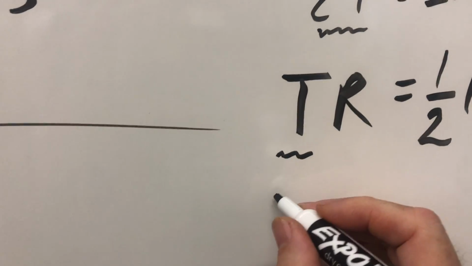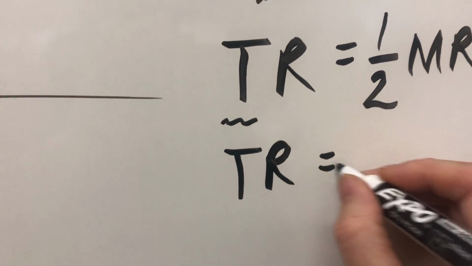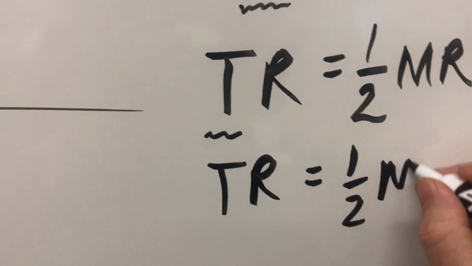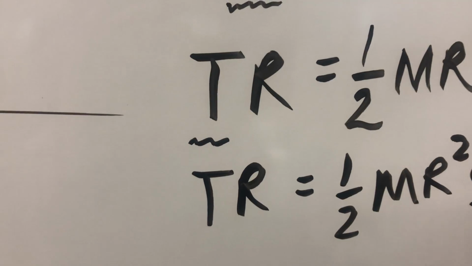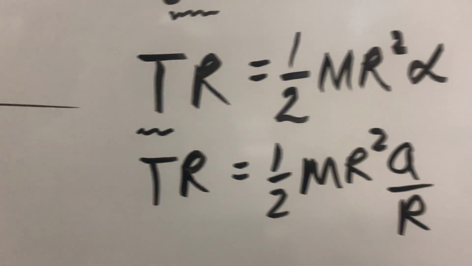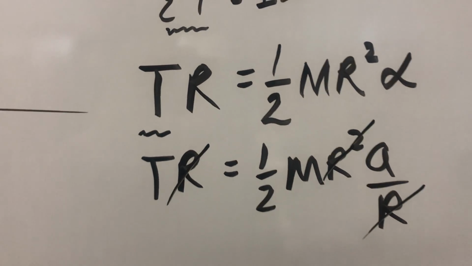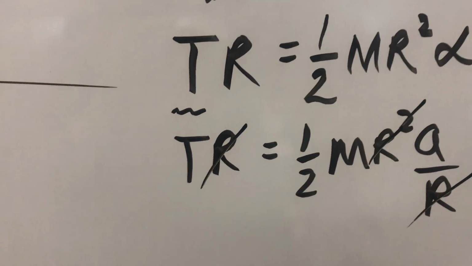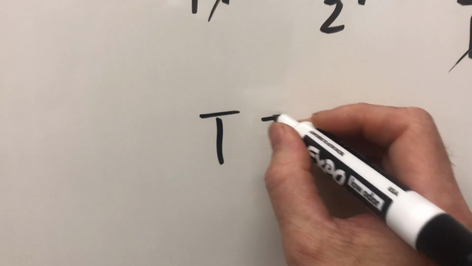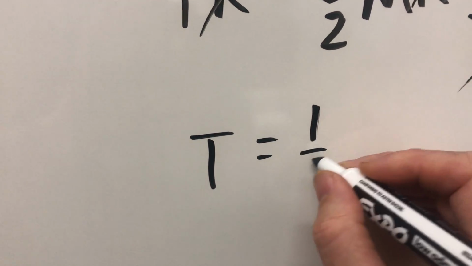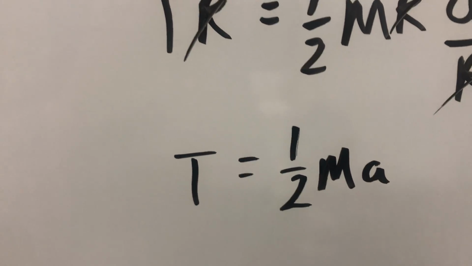So let's do this. I'm going to go ahead and have a little fun here. TR equals 1/2 mr squared, and in place of alpha, I'm going to write big R. And then this is what's neat. R cancels a square R. I'm an angry pirate today. So all that cancels out, and I'm left with tension is equal to 1/2 MA. And guys, this is fascinating.